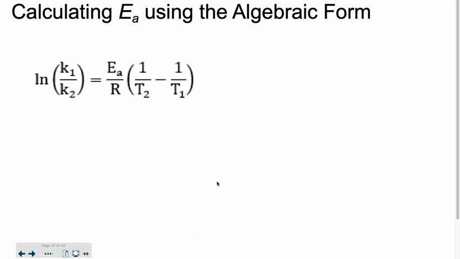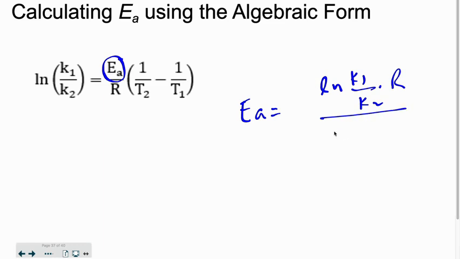You can also calculate activation energy using the algebraic form. Here, you'd be given 2 K values at 2 different temperatures. You can isolate for EA here, or you can solve this part by part and then calculate activation energy. If you wanted to rearrange this for activation energy, it would be ln K1 over K2 times R, divided by 1 over T2 minus 1 over T1.